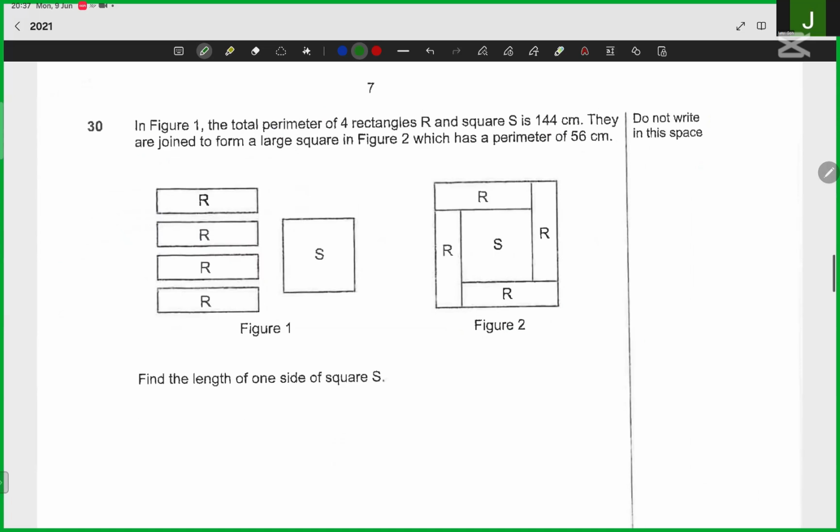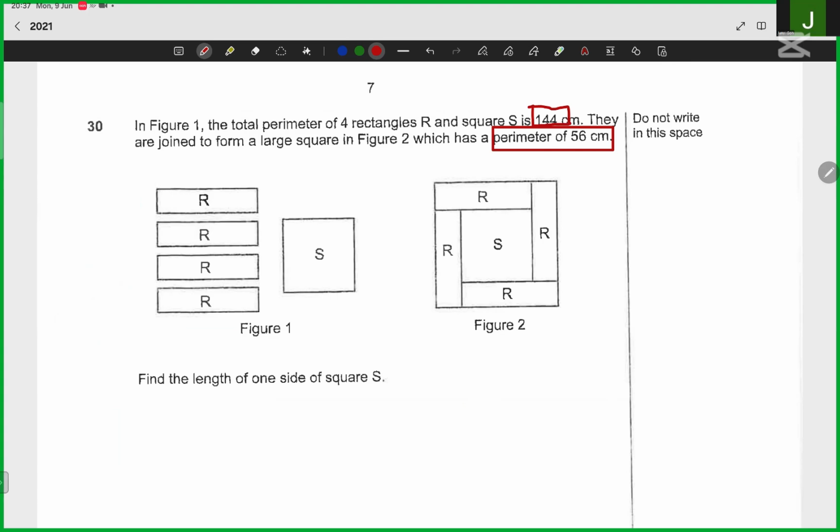Okay, question 30, one of the hard questions as well. Area and perimeter. In figure 1, the total perimeter of 4 rectangle R and square S is 144. They are joined to form a large square which has a perimeter of 56. Now, what is perimeter? Perimeter means the outline. So here is 144, here is 56. Let's find out why, right?